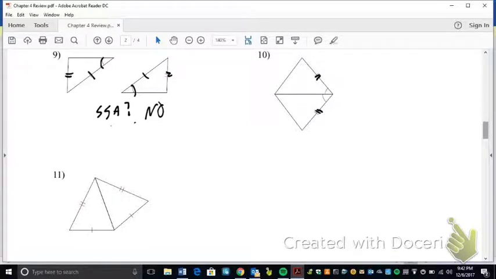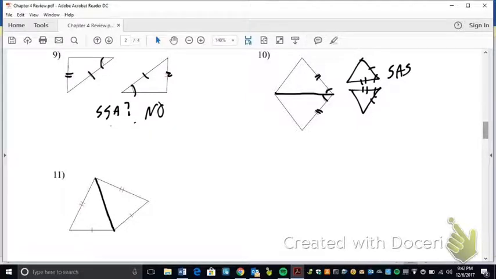10, we have those two sides, an angle, and then, hey, look, we have that middle one down the side. If we were doing a proof, we would say it's congruent to itself by the reflexive property. But if we were to draw those two triangles separately, we'd see that those bottom sides are congruent. So we're going to say yes by SAS.